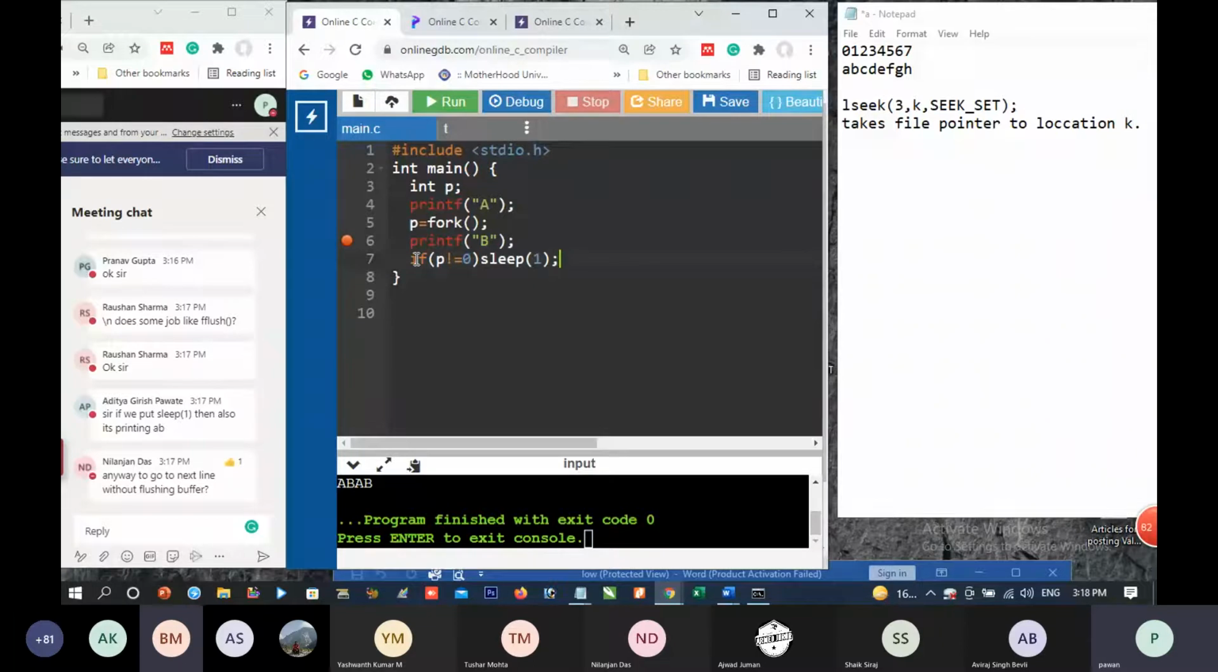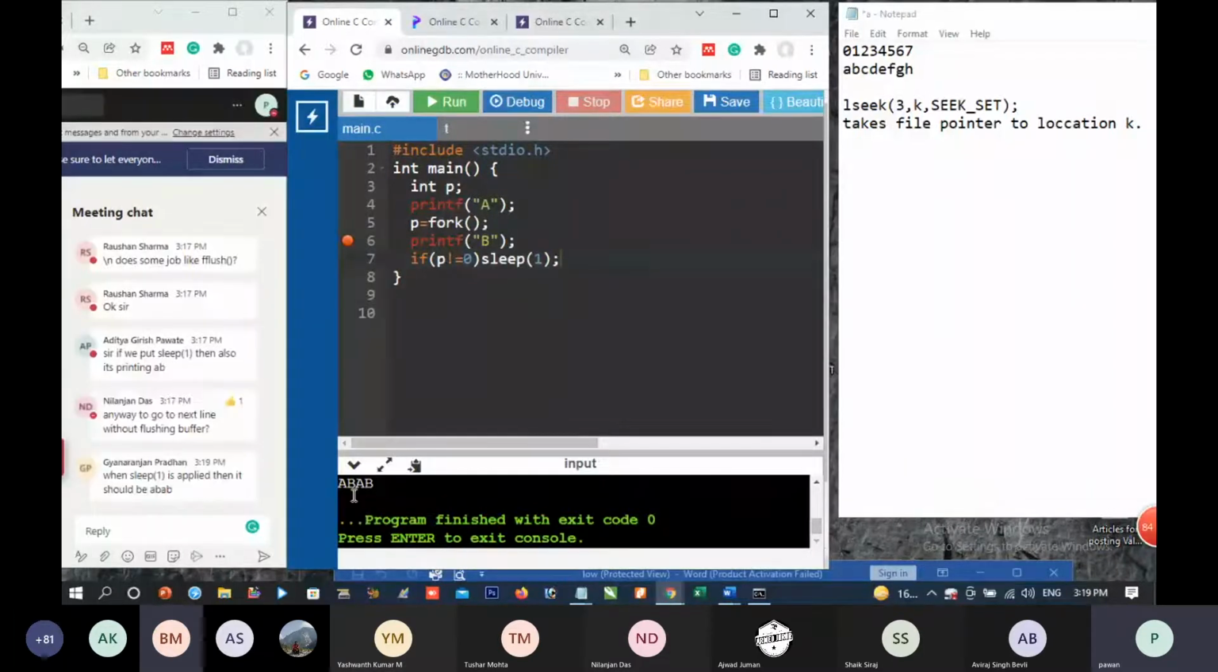Maybe the parent buffer is first, so child doesn't get the chance to print. Is it correct? Here the output is supposed to be only AB. It cannot be single AB. Is it correct? At time t equal to 0, child prints, and in child time t equal to 1, main prints.